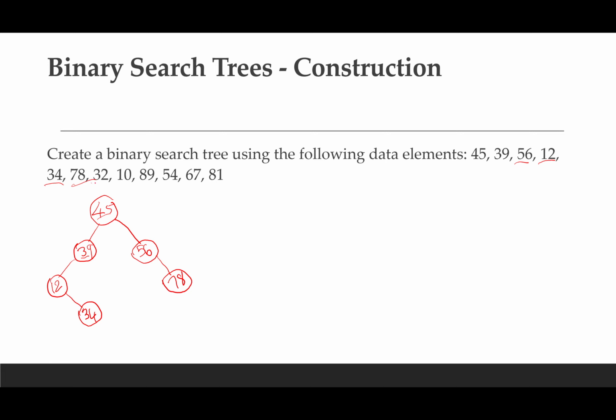The next element is 32. We check with the root, it is less than 45. Then we check with 39, it is less than 39, so we move to the left child. We check with 12, it is greater than 12, so we check with the right child of 12, which is 34. It is less than 34, so it is the left child of 34.